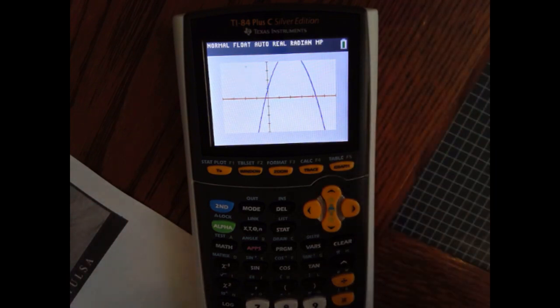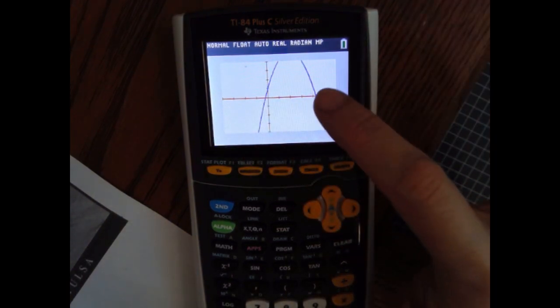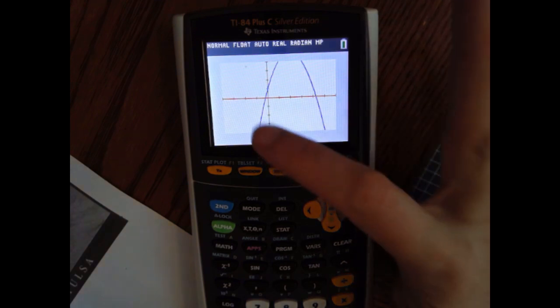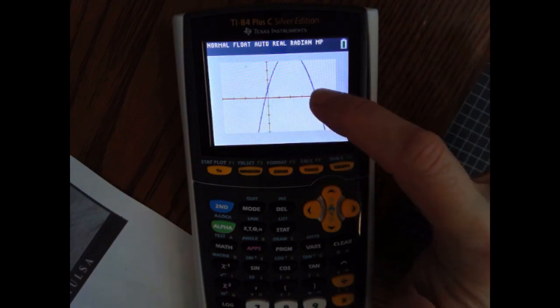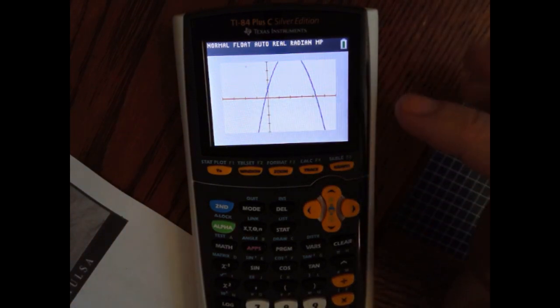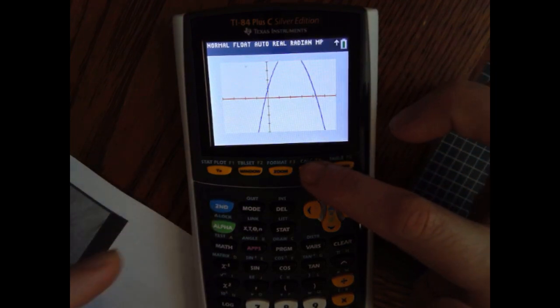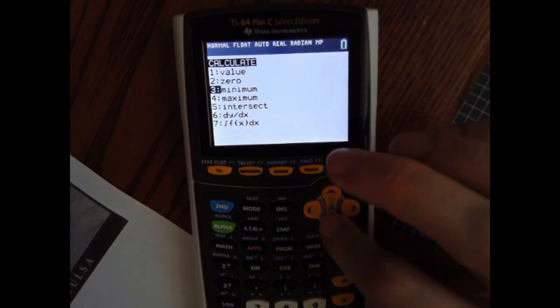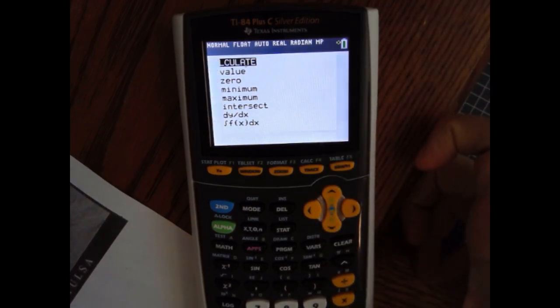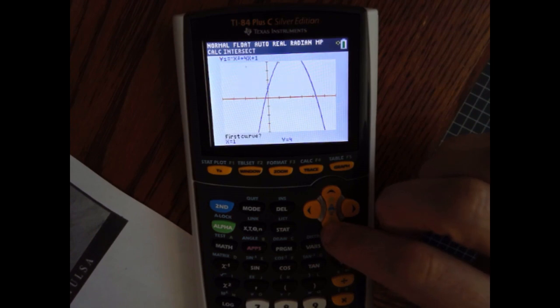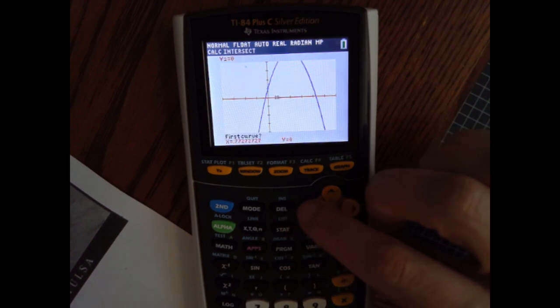So now I'm going to figure out these two points of intersection. If you remember, using the quadratic equation, we did get two x-intercepts, negative 0.20 and 4.20, right? So you can see these are the two points of intersection. I'm going to find the x-intercepts exactly. You go to second, calculate, then 5, intersect, enter. You see the blinking cursor is right there on the top. You can move this down here. That's my point of intersection.